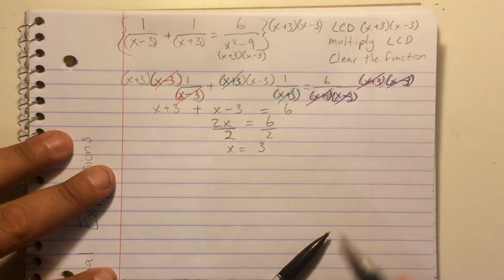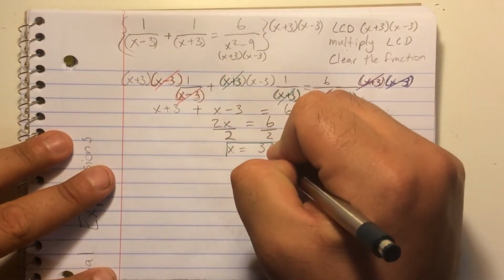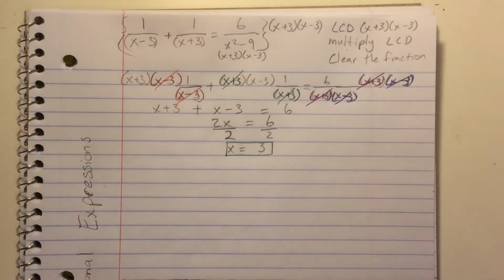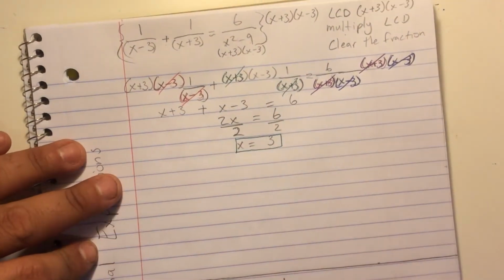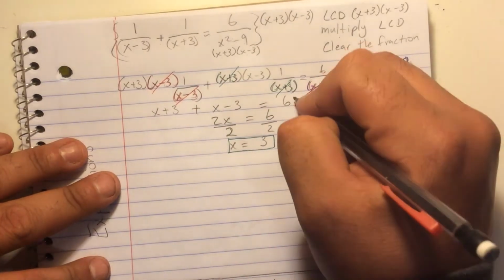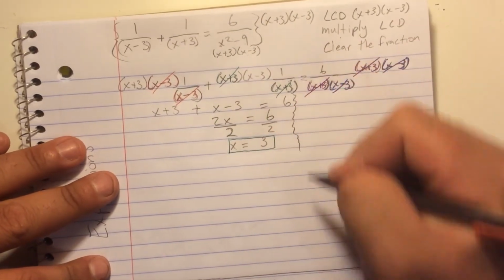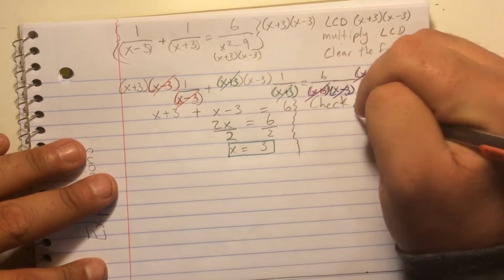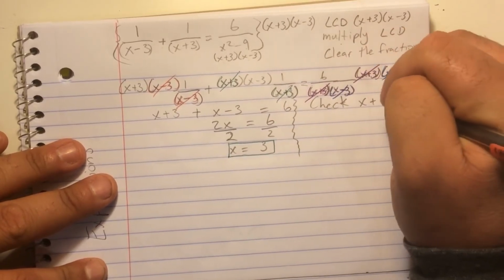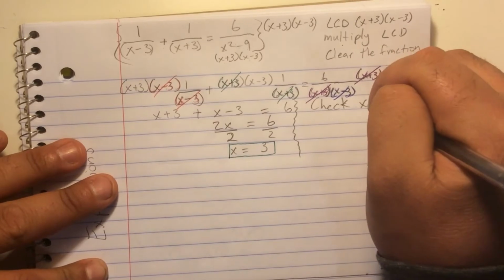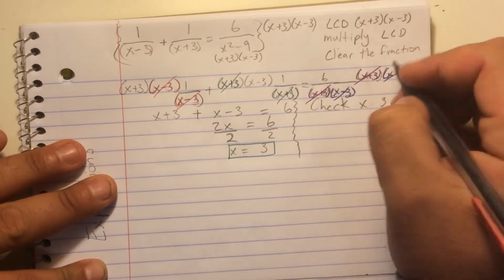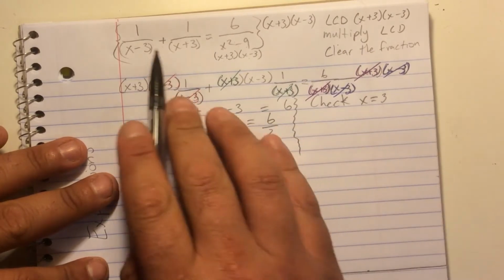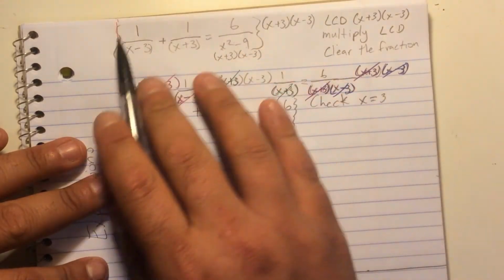So this is our solution. So now we're going to look for our excluded values. Actually, no, let's do our check first this time. So we're going to check x plus 3. Oh my god, x equals 3. That can't drive me wild.